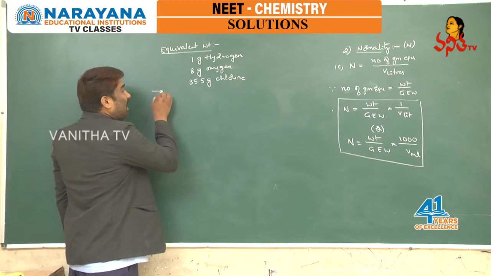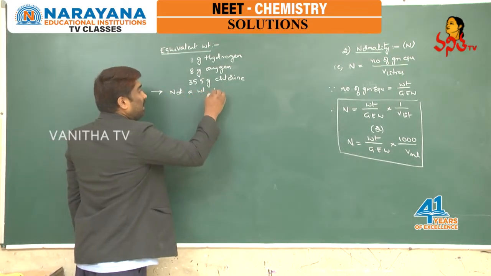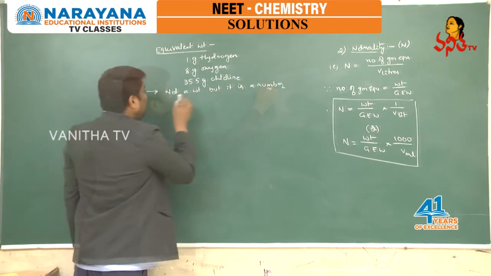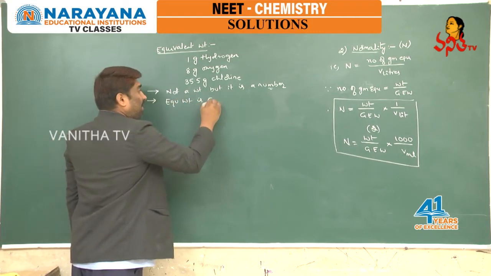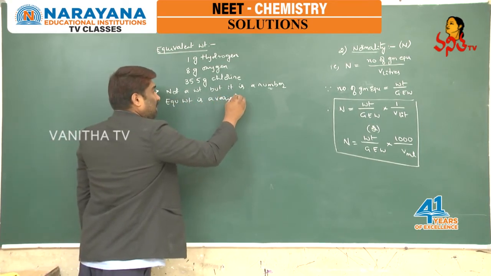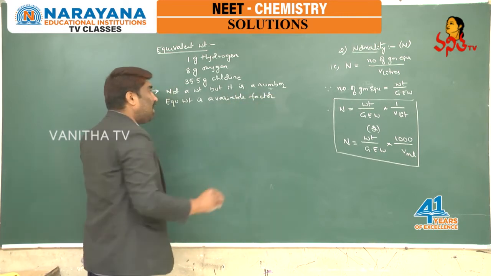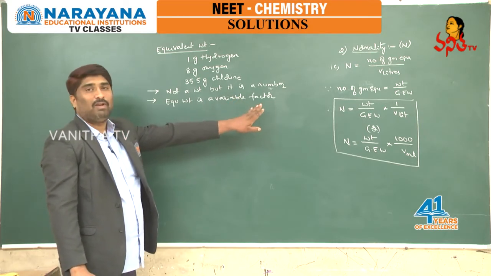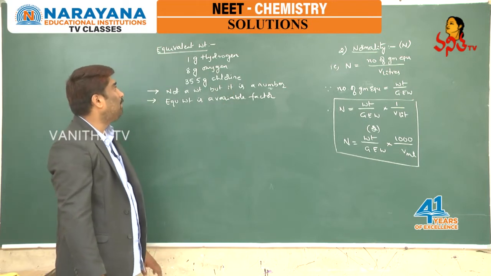Equivalent weight is not a weight, but it is a number. Equivalent weight is a variable factor. For a given substance, equivalent weight is not always constant. As the medium changes, the equivalent weight of the substance also changes. Hence, it is said to be a variable factor.